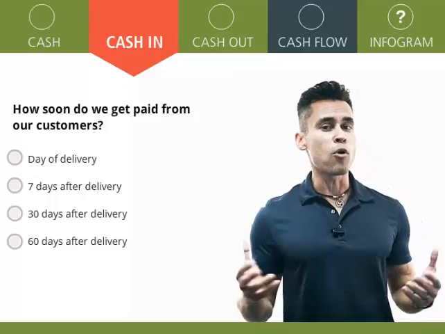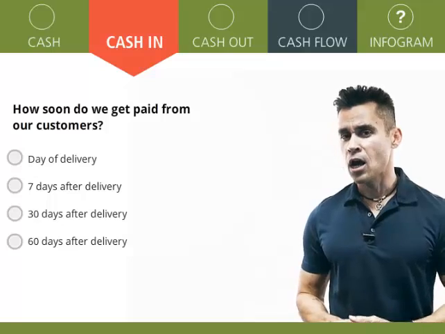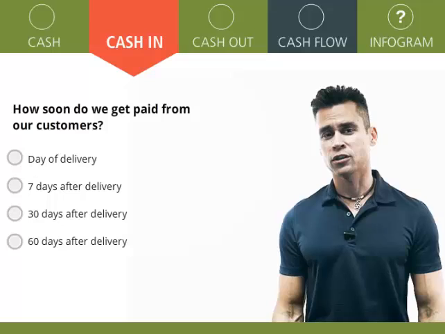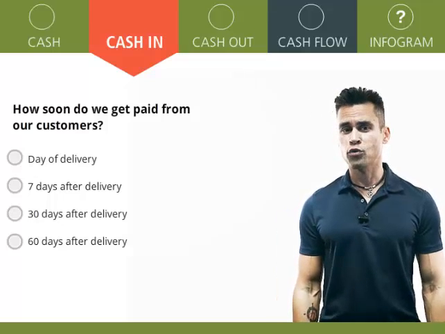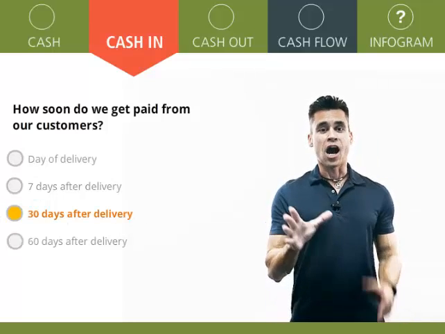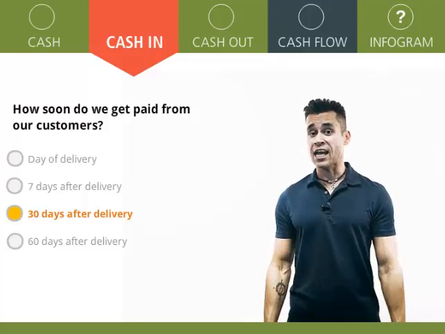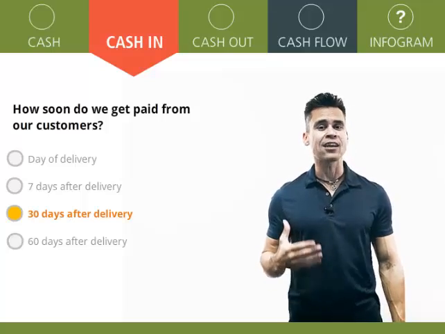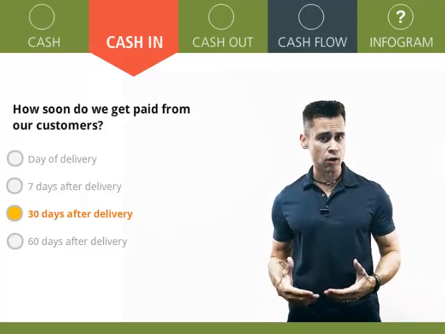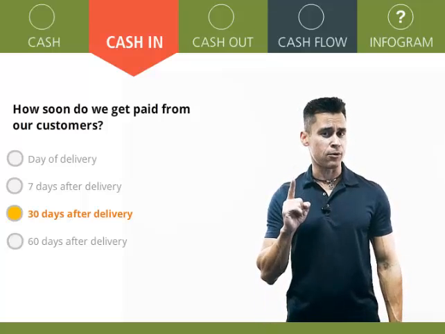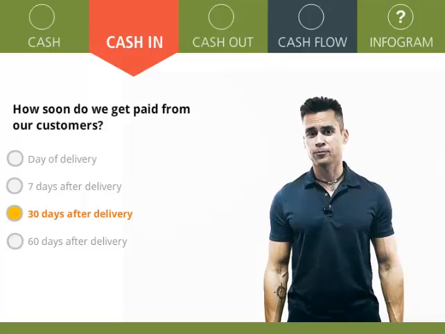So, since we make most of our cash by delivering freight, on average, how soon do you think we get paid for our services from our customers? Click on one of the answers on the screen to see how close you are. That's exactly right. On average, our customers pay us 30 days after delivery. So we need to make sure we have enough cash in the bank to cover our daily and weekly expenses like fuel and payroll until we collect from our customers. Now click on the Cash Out tab to find out how Swift spends money.